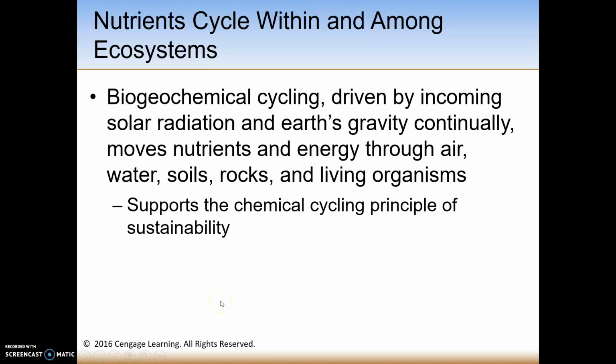Continuing on Chapter 3 regarding ecosystems, let's focus on the nutrient cycling that occurs within the ecosystem. The term associated with nutrient cycling is biogeochemical cycling, and this is driven by the sun's energy as well as the Earth's gravitation. It continually moves nutrients and energy through the air, through the water, through the soils, the rocks, and through living organisms.